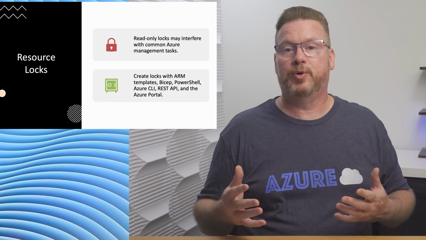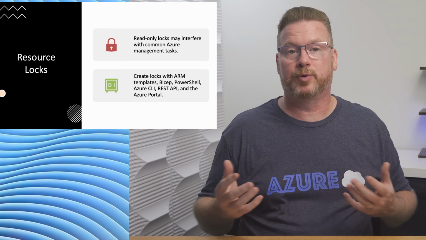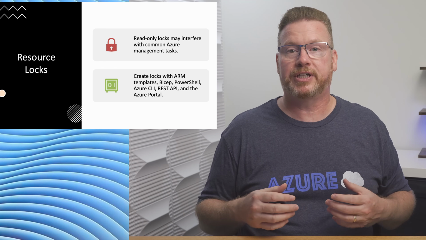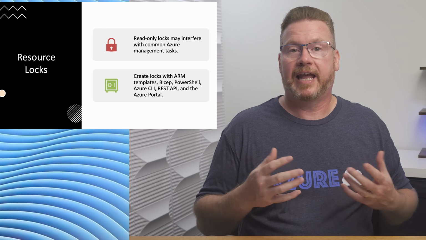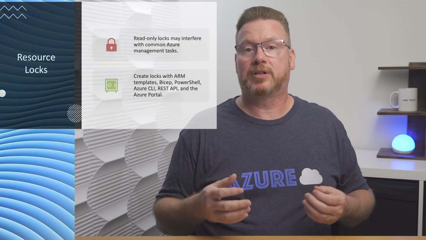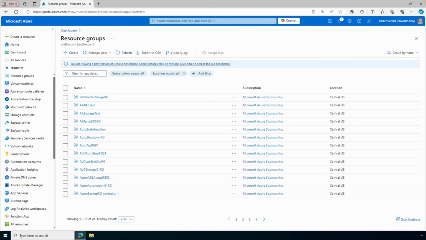We can create and remove locks the same way we can create and remove resources in Azure: with ARM templates and Bicep, PowerShell, the Azure CLI, and using the REST API. Also through the portal. Let's go to the portal next and see how we can add and remove locks. Here we are at the Azure portal. As I mentioned earlier, we can do this with PowerShell, the Azure CLI, ARM templates, and even the ARM REST API. I like using the portal for demonstrations because it's more visual.